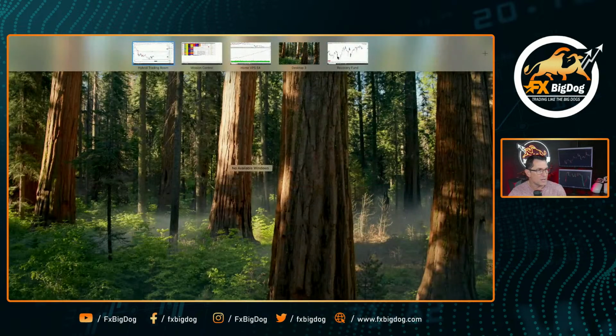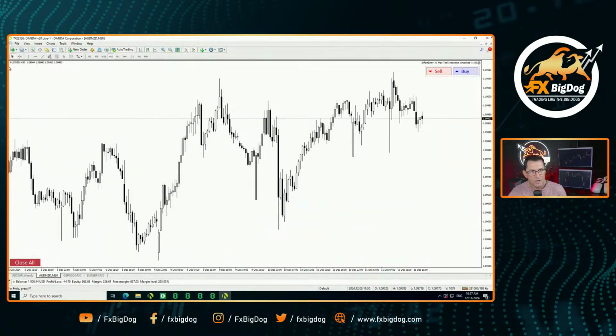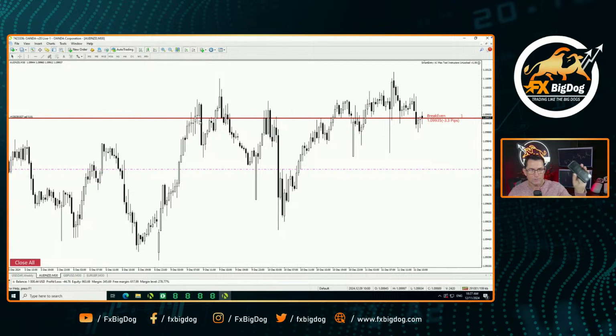So I'm going to go to my account right here, Aussie New Zealand dollar, and I'm going to sell right here on Aussie New Zealand dollar. Now, by the way, traders, you would be getting a signal popping up on your screen telling you there it is.